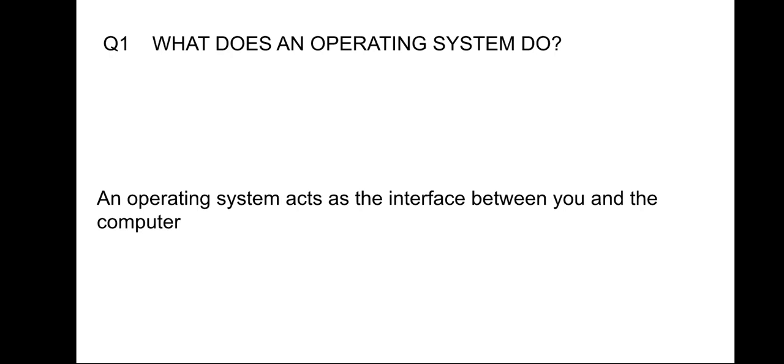Now we will move on to the question answers. First question, what does an operating system do? An operating system acts as the interface between you and the computer. It acts as a bridge between you and the computer. So what we have to write is, an operating system acts as the interface between you and the computer.